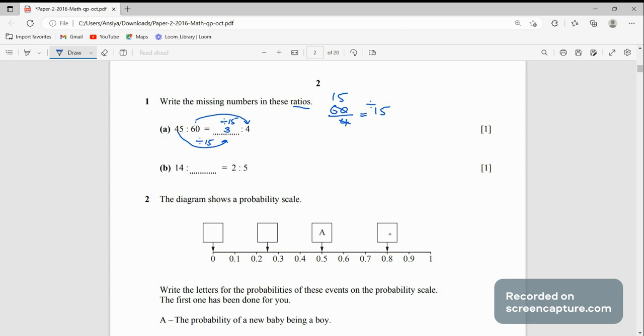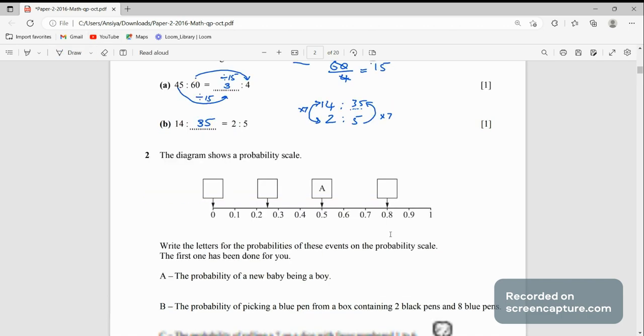Another one, 14 to dash equals 2 to 5. So 14 to an unknown number, 2 to 5. See, 2 becomes 14, and 5 becomes what? 2 becomes 14 is a simple one. You know, 2 sevens are 14. So you can do the same over here: 5 sevens are 35. There are other ways in ratio called cross multiplication, but this method will be a little easier. And it's a 1 mark question only.